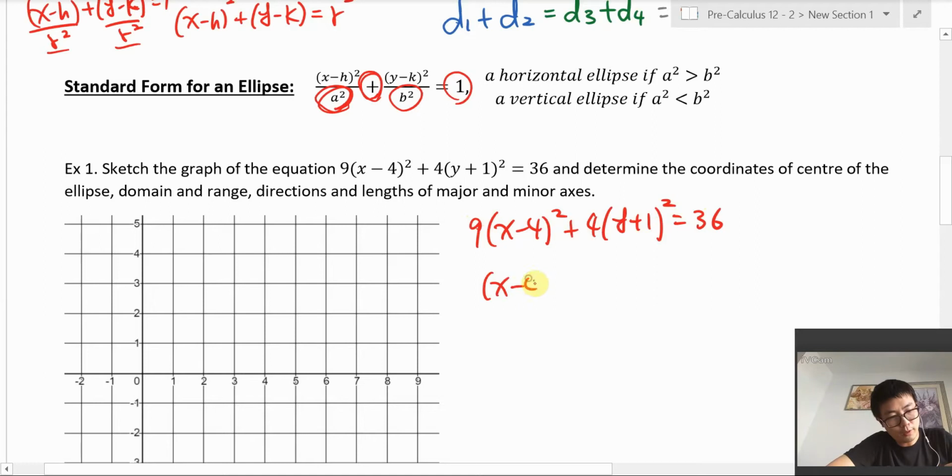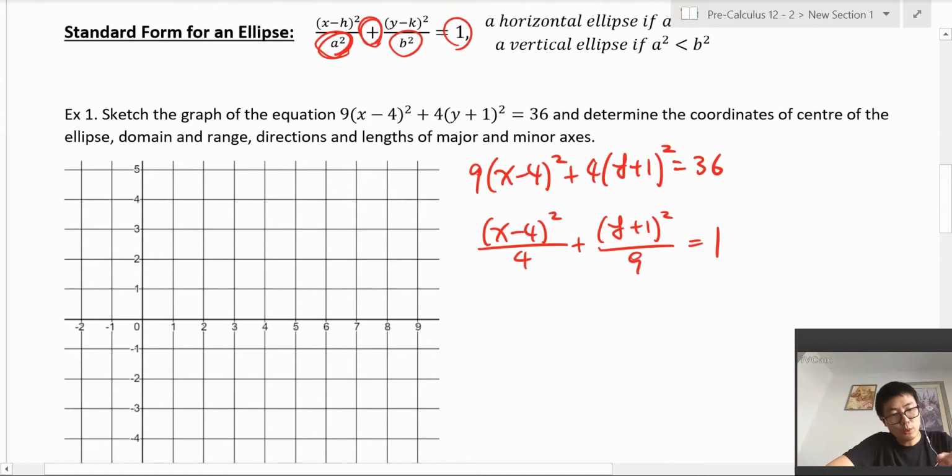So then you end up with (x minus 4) squared over 4 plus (y plus 1) squared over 9 equals 1. Okay, so the way to figure out the center of an ellipse is actually the same thing. I don't even know if you call this the center now. I guess it is. The center of the ellipse will be (4, negative 1). So (4, negative 1) is right here.